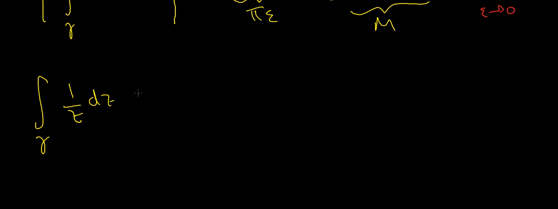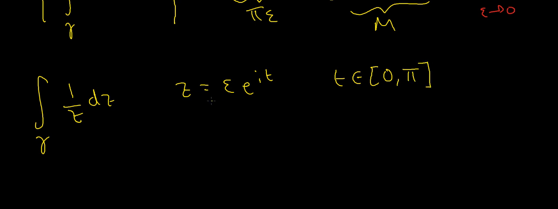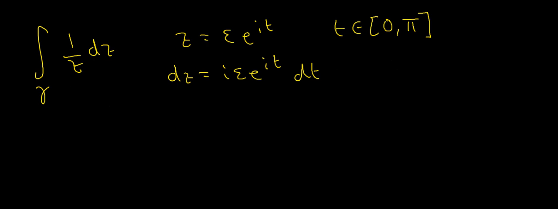Well, this is a standard line integral. So what I'm going to do is use a substitution. I'm going to let z be equal to epsilon e to the it. This is a parametrization of gamma, and t is going to vary from 0 to pi. So t is a real number from 0 to pi. And if I differentiate both sides of this equation, then I'm obviously going to get dz equals i epsilon e to the it dt.